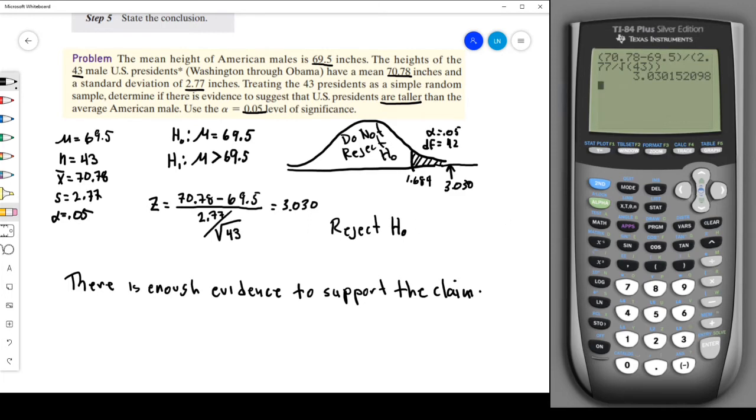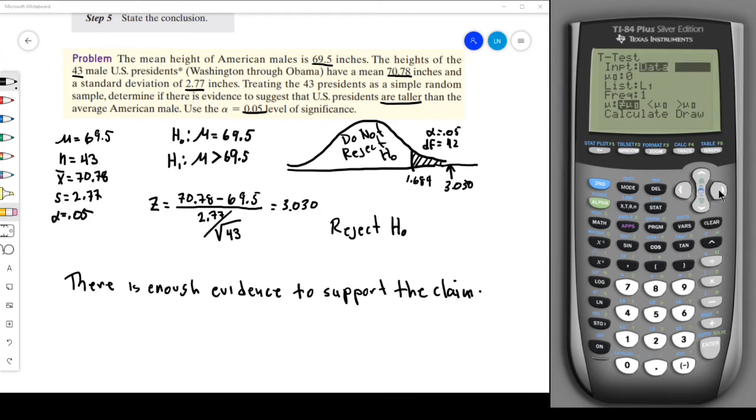Now, if I want to do this using the p-value, I'm going to go to my calculator, and I'm going to go into stat, and I'm going to go to tests, and notice the second test in the list here is t-test. So t-test is what we're doing. When you pull up the t-test, there are two choices for how you do the test. You could do it with data, or you could do it with statistics. We don't have data. We don't have the actual heights of all of those 43 U.S. presidents. What we have is statistics. They give us the mean and the standard deviation.